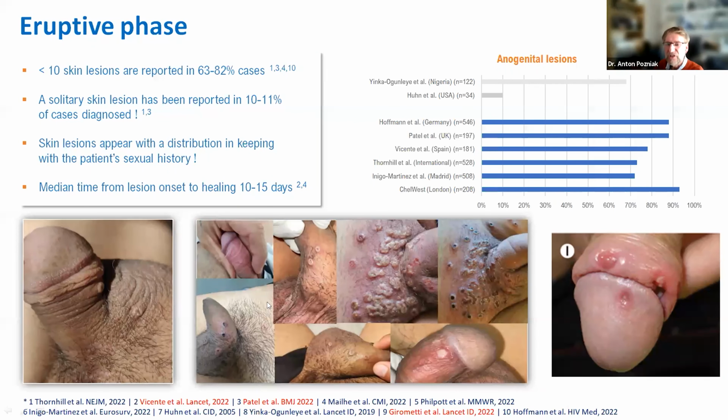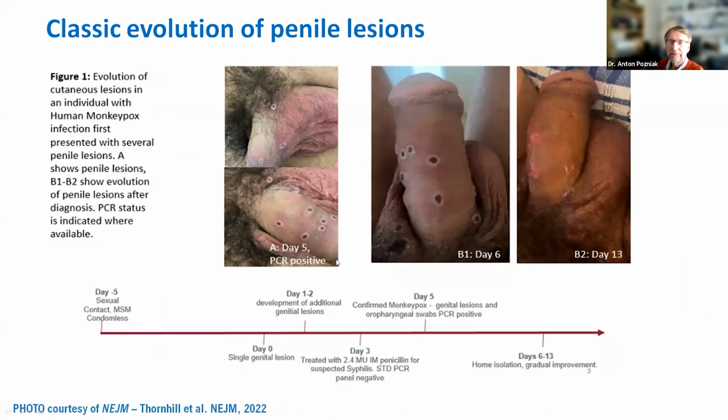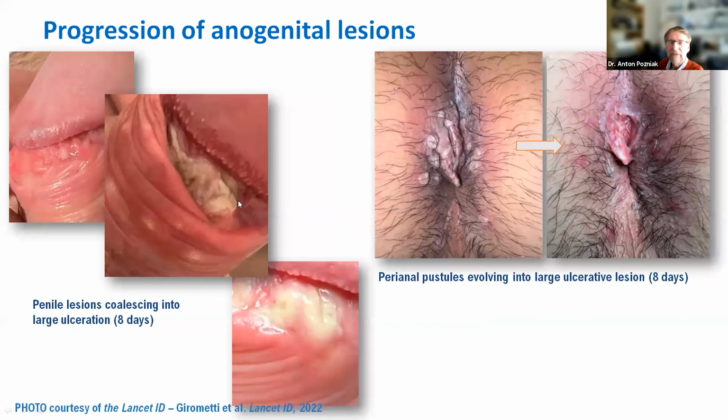And it takes up to 2 weeks for these lesions to start healing. You can see it all healing up here and crusting over and new skin forming. And you can see perianal lesions here, and these can be extremely painful. Here's some of the penile lesions evolving over time and getting better. And here are some of them.